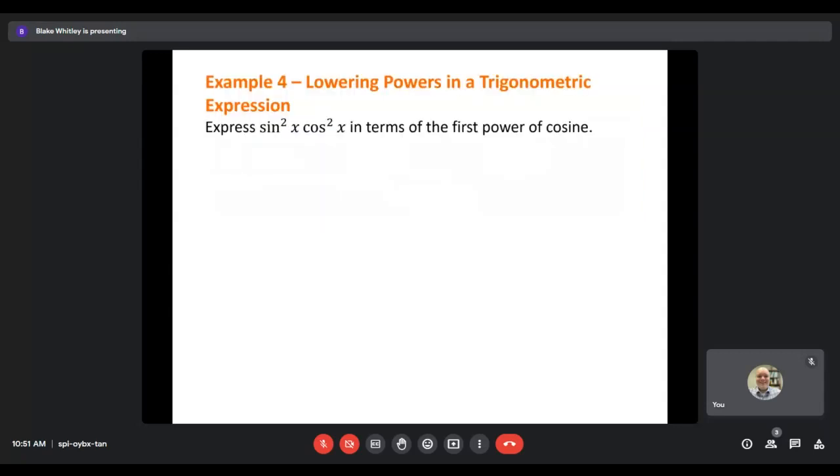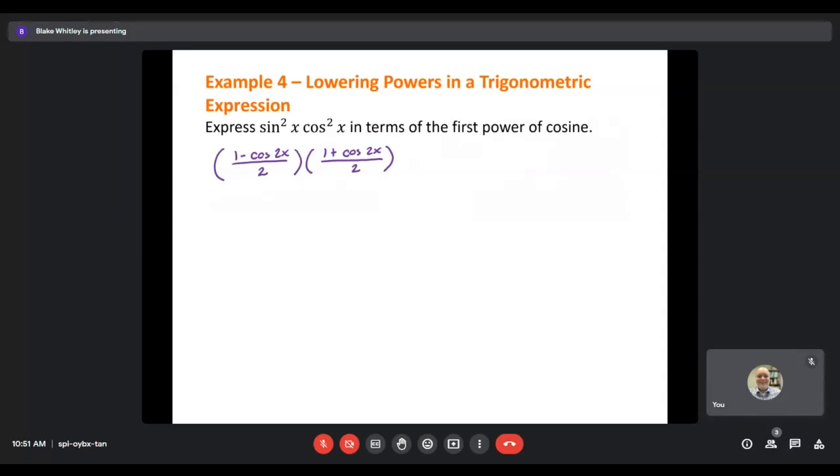All right, so I'm going to express sine squared x, cosine squared x in terms of the first power of cosine. So we're just trying to get everything in terms of a cosine to the first power here. So I'm going to use those lowering power formulas that we just saw. And so this sine squared is just going to become 1 minus cosine 2x over 2. And the cosine squared becomes 1 plus cosine 2x over 2. Now you might be thinking, well, we're done, right?